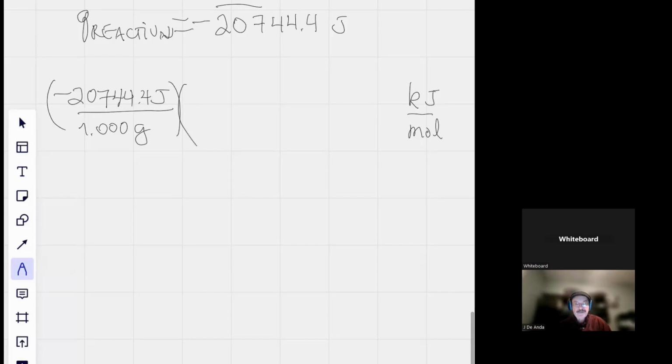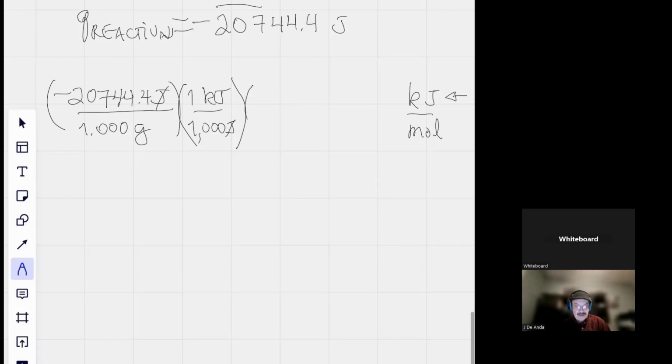Of course, we know the prefixes in the metric system. So we know that 1 kilojoule is 1,000 joules. And that will allow us to cancel out the joules and leave kilojoules in the top, which is what we want here on the final result.